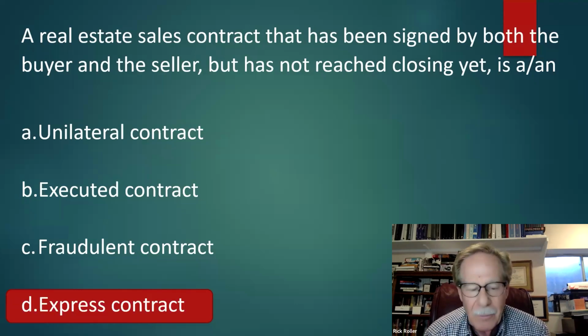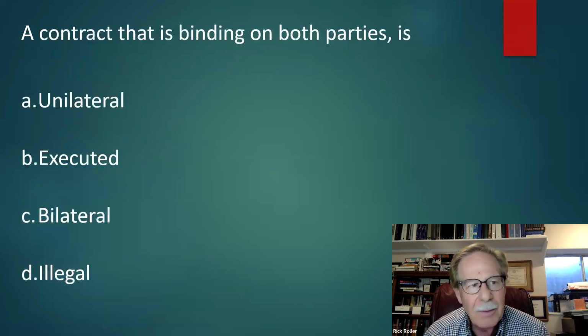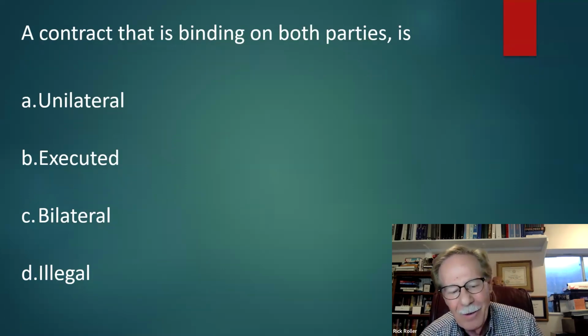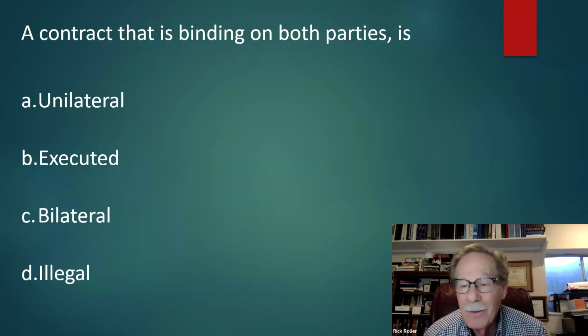So let's go to the next question, please, which is a contract is binding on both parties. Now, if it's binding on both parties, is it unilateral, one way? Is it executed, meaning finished? Is it bilateral? Ooh, that one sounds warm and fuzzy, doesn't it? Okay. I don't know. We'll see. Is it illegal? Well, I don't know, guys. I don't think it's illegal. What do you think? And I don't think it's executed because it's not finished yet. But it is binding on both parties. So it's got to be bilateral.